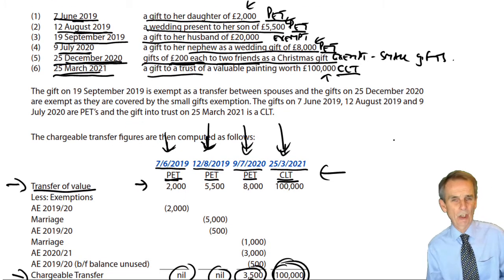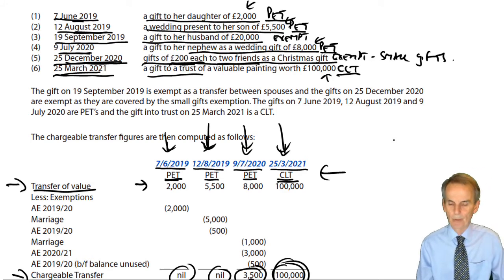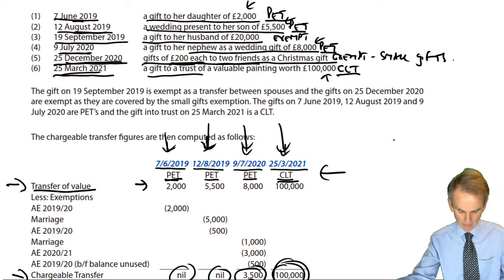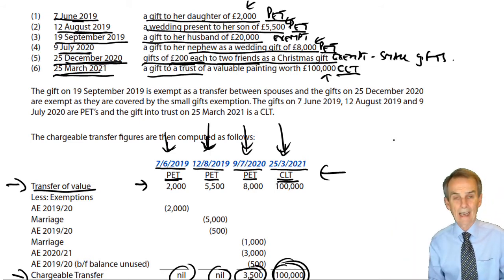There was no work to be done in computing there, whatever the figure of transfer of value might be. Had one of those gifts been some shares in an unquoted company, we'd have had to have done what did he have before, or what did she have, as the case may be. What did they have before? What did they have after the transfer? But that wasn't the case here.